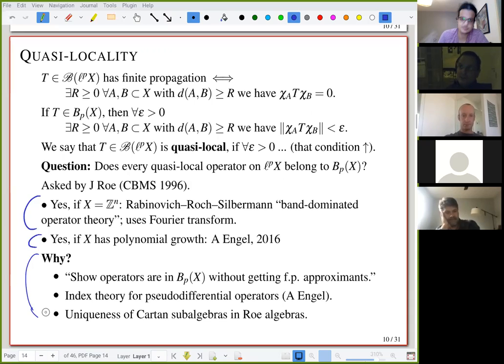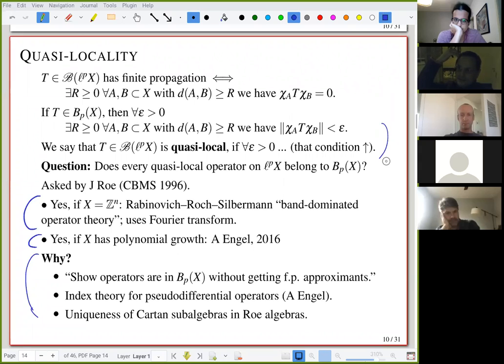But there are some conceptual reasons why this is good to know. If you want to show something is in the Roe algebra, so you construct some operator and you want to check if it's in the Roe algebra, so far the only way you can do it is to use some procedure to produce approximants with finite propagation. Literally by the definition, you produce a sequence of finite propagation operators which approximate this. This is good enough in some cases, but not always, as was the motivation of Alex Engel here. This condition of quasi-locality gets away from this a little bit. You don't actually have to produce any approximants. You just need to check that if you cut down the operator away from the diagonal, you're getting small norm. In a sense, that's the motivation here.